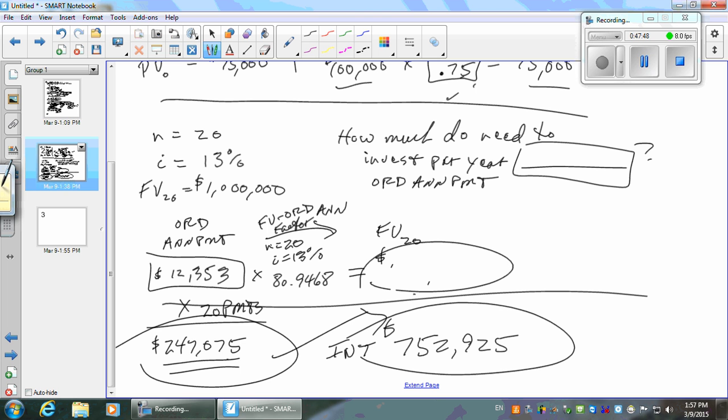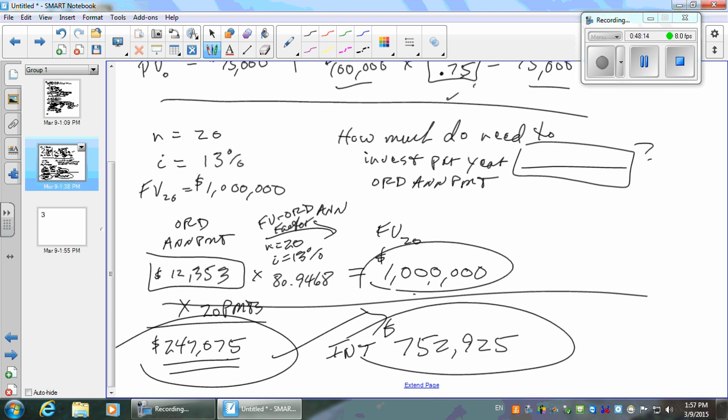Okay, so you could calculate either the annuity payment or the future value. You could also calculate the present value. How about this? I'm going to retire right now, and I want to know how much I have to invest to get 12,353 at the end of each year. Let's make that be the problem. Different problem now, right? That would be a present value calculation.